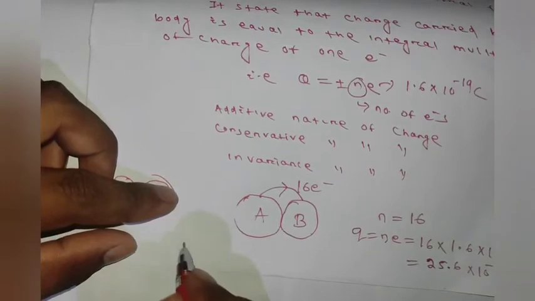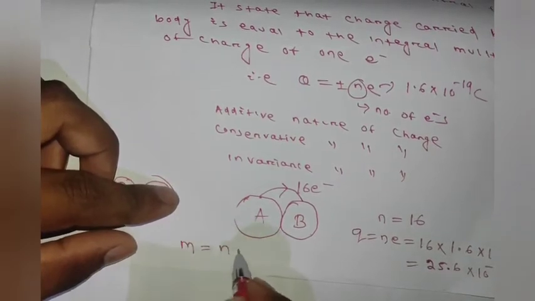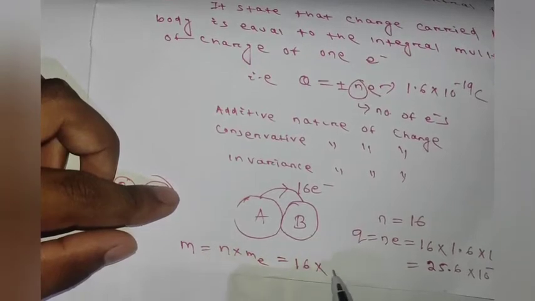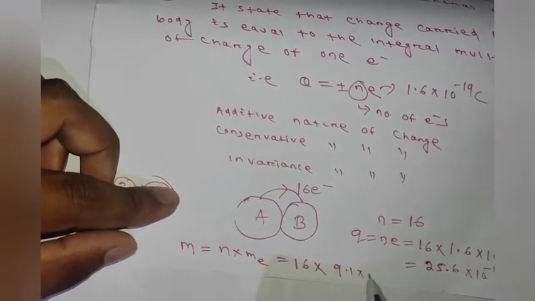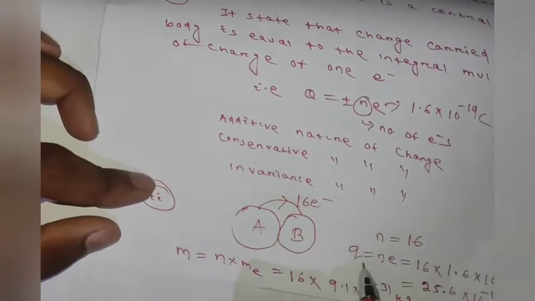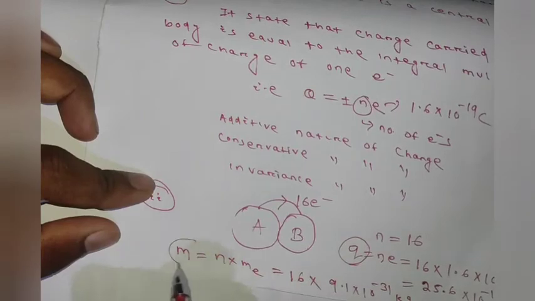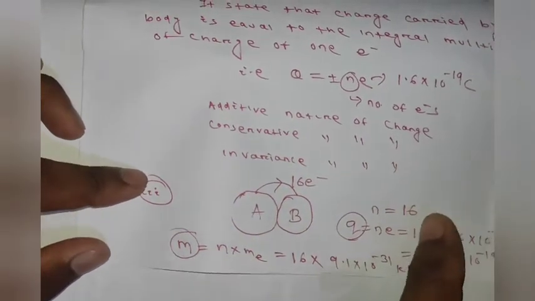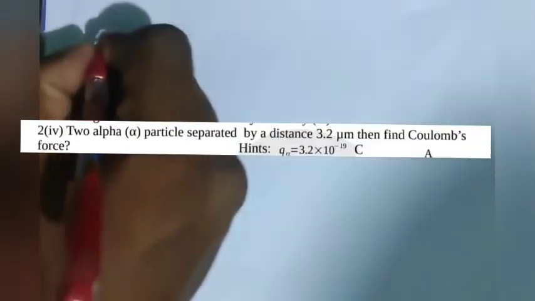Then what will be the mass transferred? It's simply N into Me. N is what? Here 16. Mass is what? 9.1 into 10 to the minus 31 kg. So this much mass will be transferred or lost by the body A. Now we will go to the next question, IV.